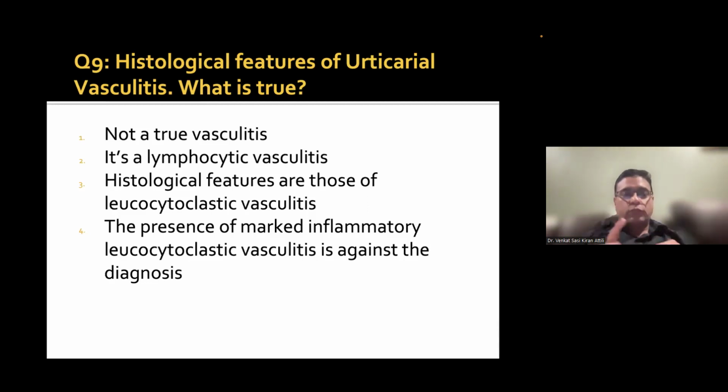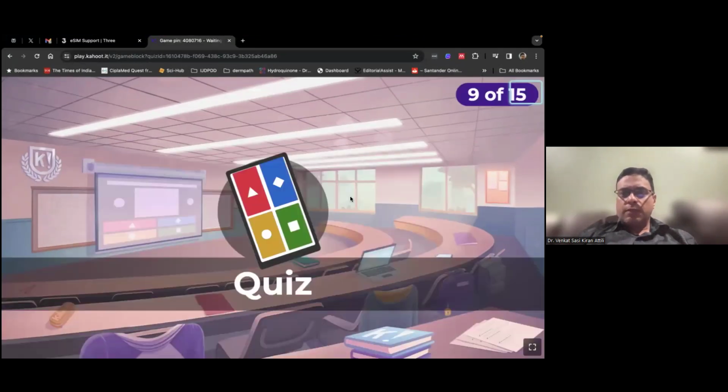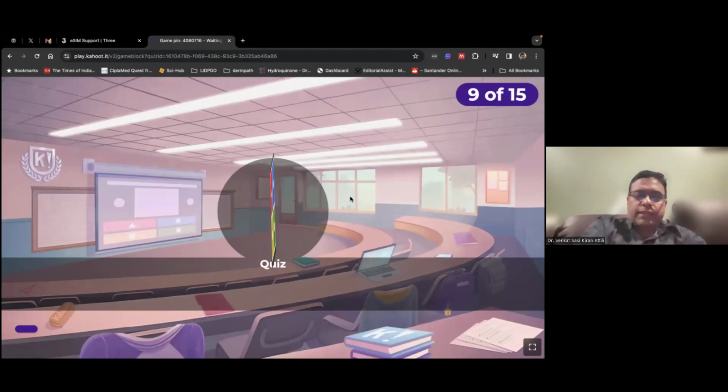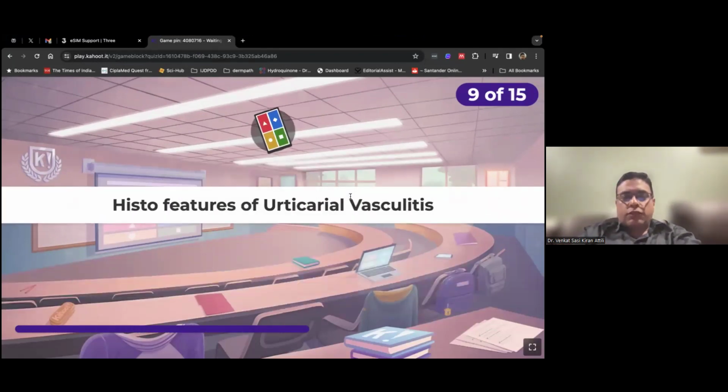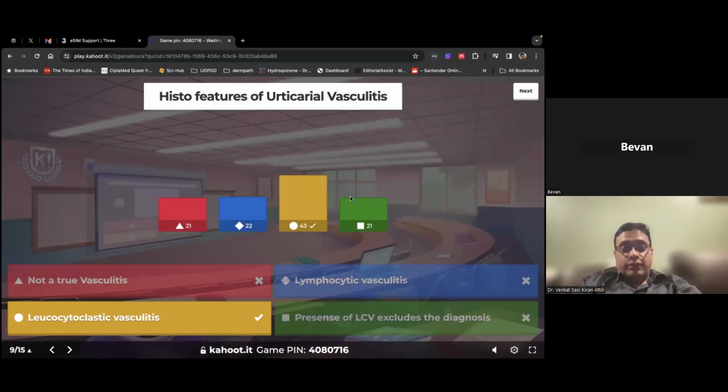Which of these is true? There's only one correct answer if I'm not wrong, but let us see. Let's go to Kahoot and see if it's only one correct answer or there are multiple. Let's see. Yeah, it's multi-select. There can be more than one correct answer. The histological features of urticarial vasculitis. Not a true vasculitis. It's a lymphocytic vasculitis. It's a leukocytoclastic vasculitis, and presence of marked inflammation of the leukocytoclastic type excludes the diagnosis. There can be multiple answers which are true here, but there may only be one answer as well in multi-select. It's not necessary that, right.